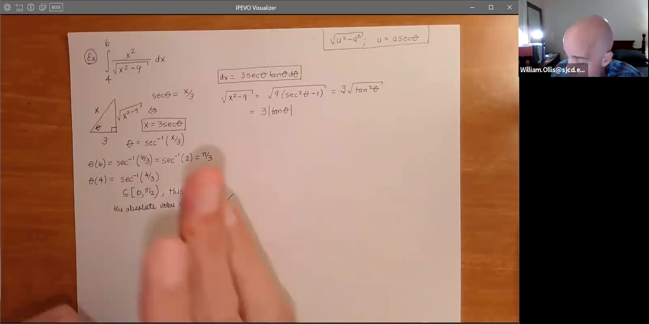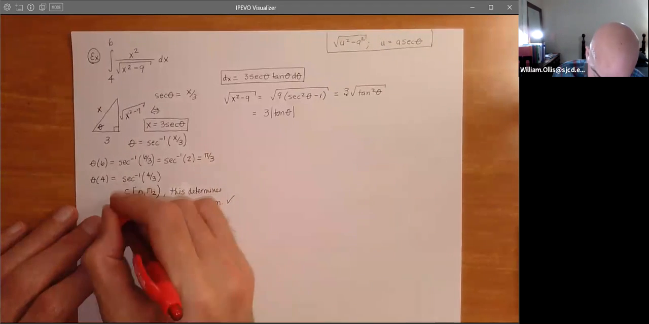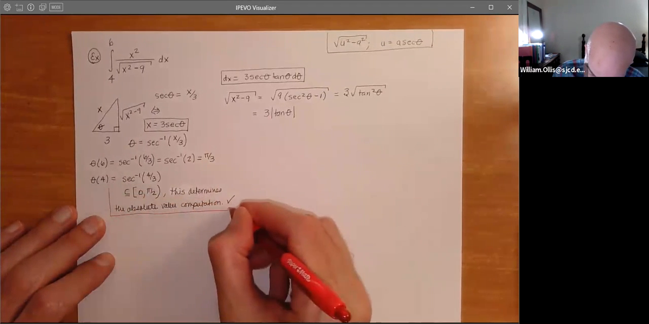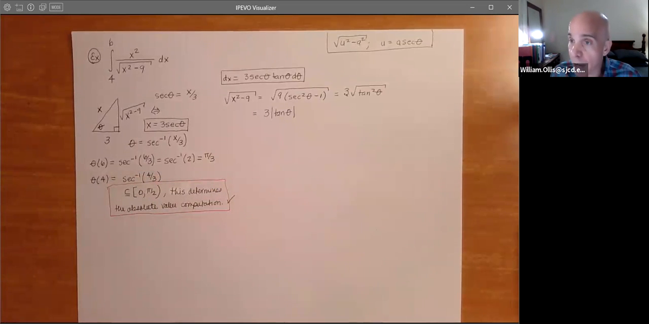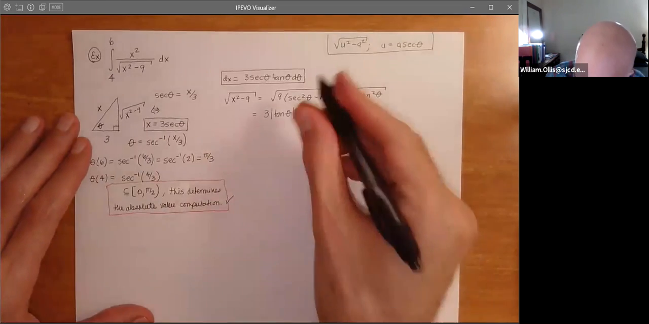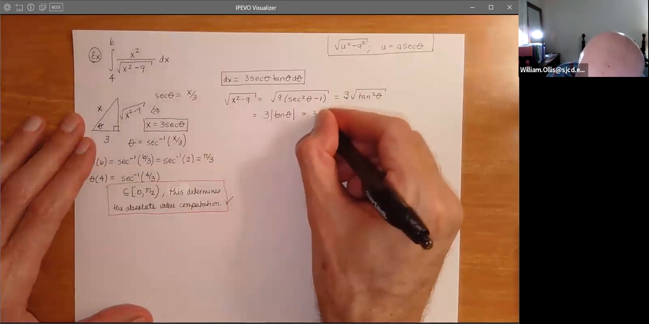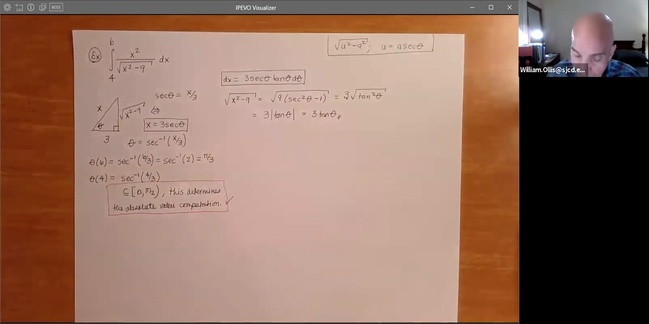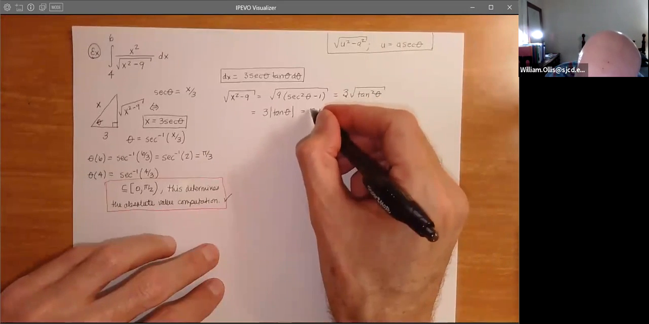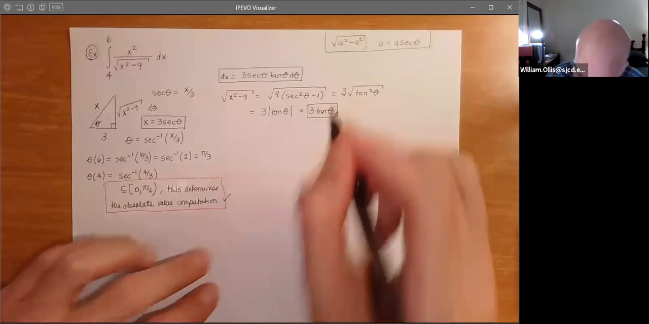So we've got it. If you want, put a little red box around this, because it's actually quite important. If we have to introduce a negative sign, that will change the answer, but we don't in this case. So this will be 3 tangent theta. All right, so now we're good to go. So boom, let's put a box around that.